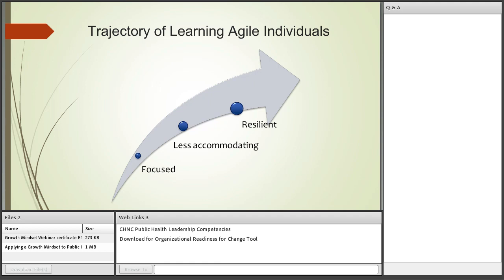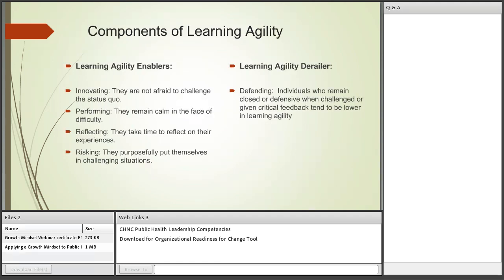So this humility piece really is important for agile learning as well, especially because agile learners are not so afraid of failure. They see it as an opportunity to grow and learn. So what are some components of learning agility that I was mentioning earlier? There are 4 components on the left that are enablers, and then on the right, there are derailers. And I want you to now just start to think, as I'm speaking through this slide and giving you some background context, of your strengths as an agile learner as I walk through the definitions of the components of learning agility.